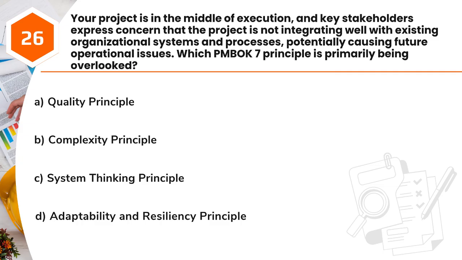Question 26. Your project is in the middle of execution, and key stakeholders express concern that the project is not integrating well with existing organizational systems and processes, potentially causing future operational issues. Which PMBOK 7 principle is primarily being overlooked? A. Quality principle. B. Complexity principle. C. System thinking principle. D. Adaptability and resiliency principle.